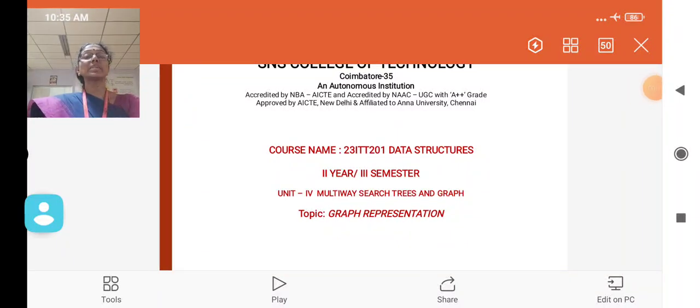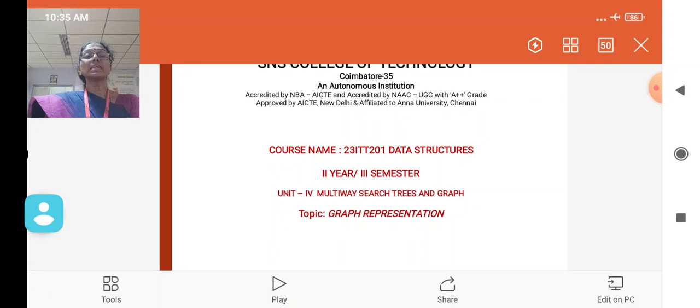In today's class we are going to see how to represent the graph in terms of an array and linked list. In the previous video we learned what a graph is and what the basic terminologies are that we need to represent the graph. Next is graph representation.